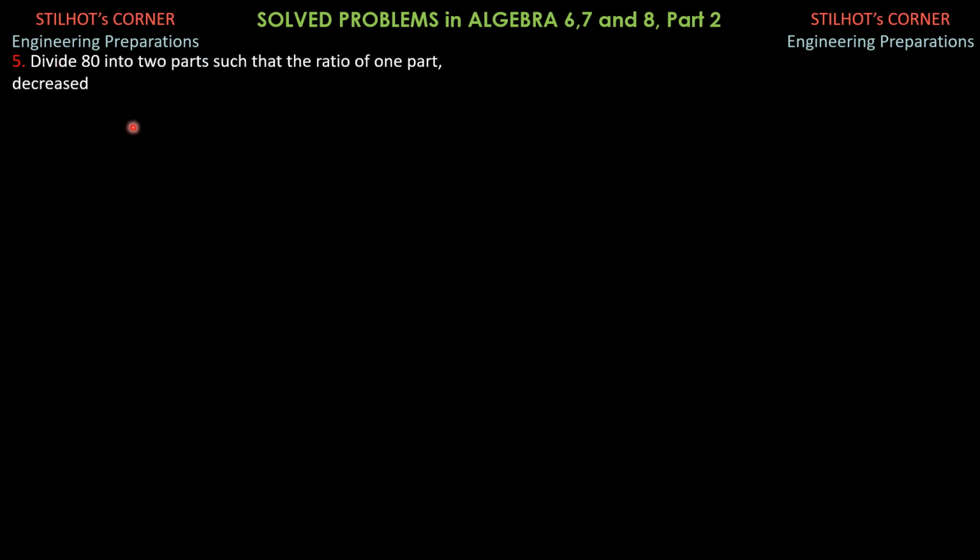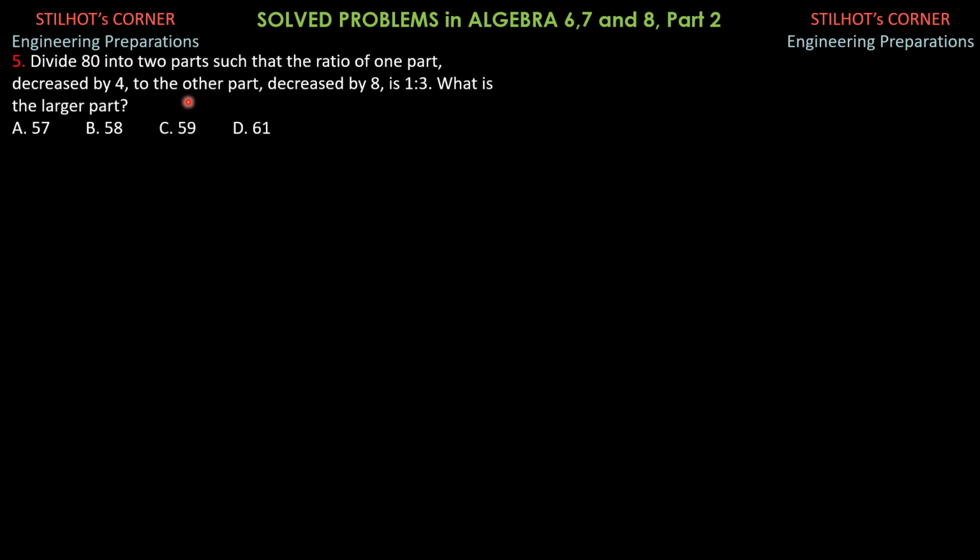Problem 5, divide 80 into two parts such that the ratio of one part decreased by 4 to the other part decreased by 8 is 1:3. So what is the larger part? So the technique to this, because this is multiple choice type, you just manipulate using your calculator. But I'll present the solution in a manner that is acceptable to your teacher in math.